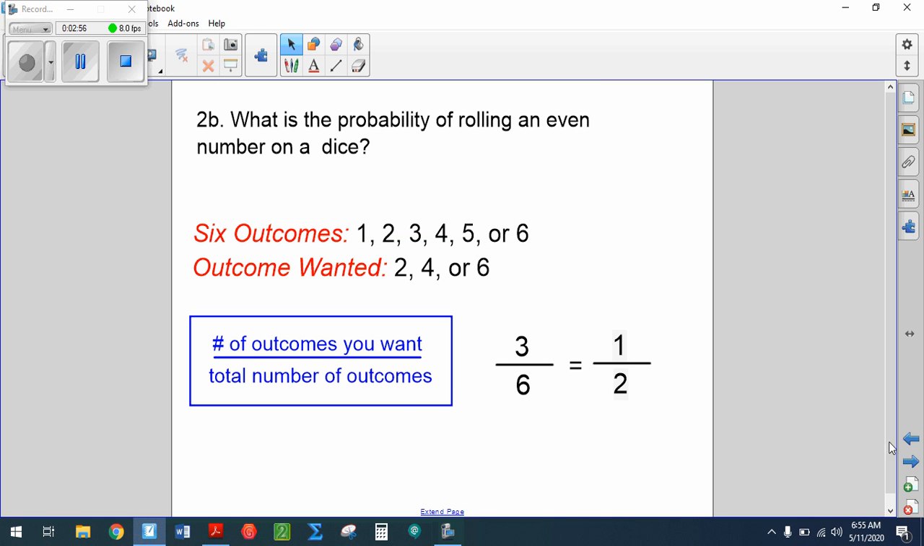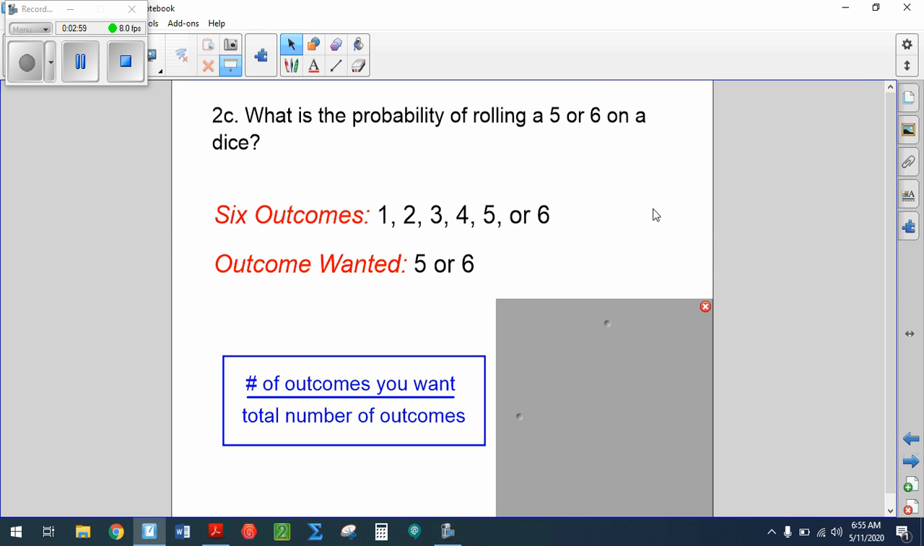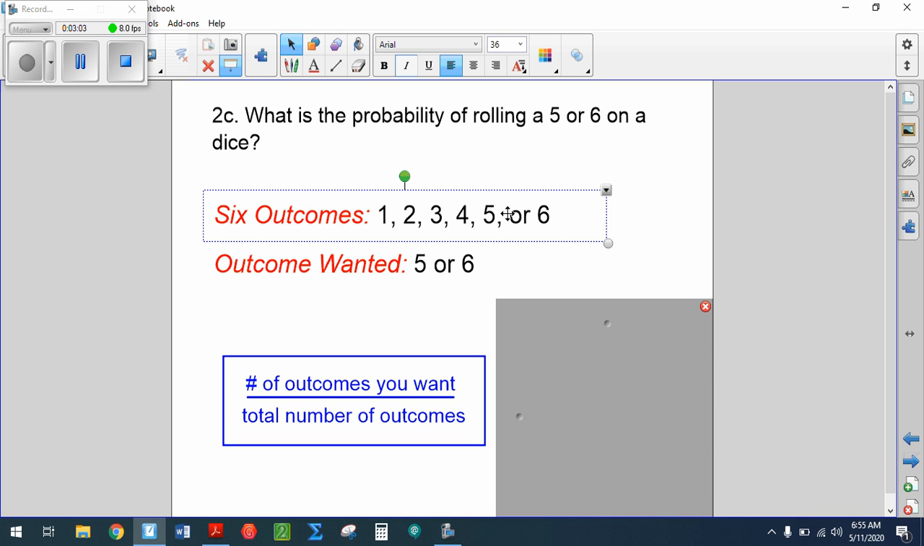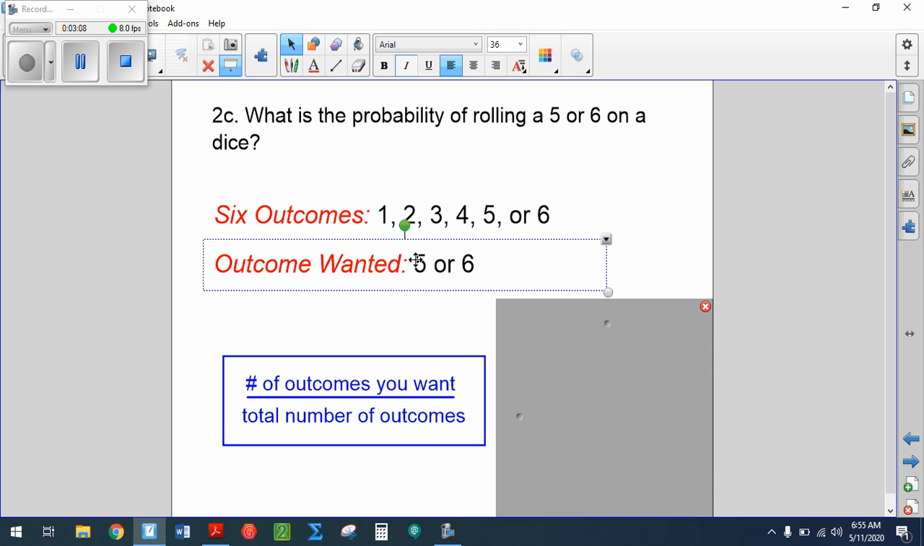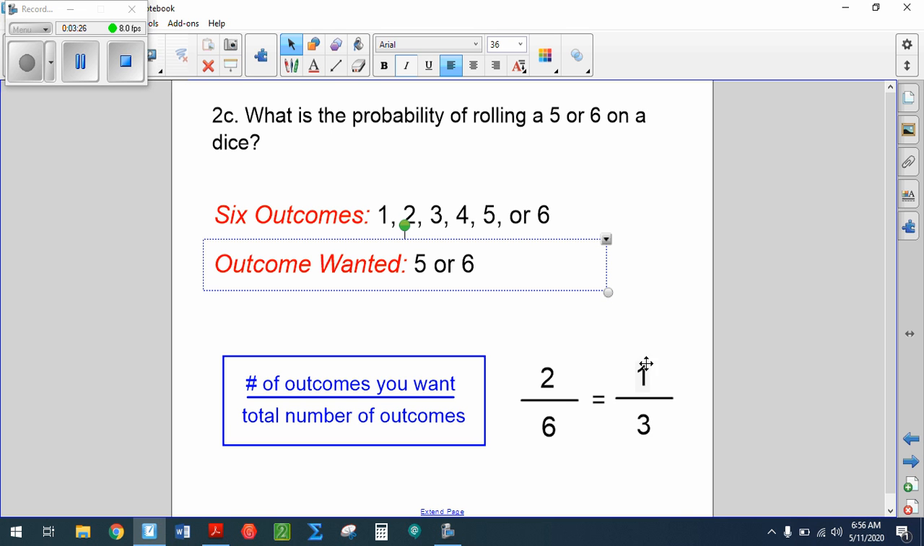Okay, and then I think there is one more problem. What's the probability of rolling a 5 or a 6 on a dice? Still have those 6 outcomes, 1, 2, 3, 4, 5, or 6. The outcomes that I want, I'm okay with rolling a 5, I'm okay with rolling a 6. So now there are 2 outcomes that I want out of the 6 total. And again, we write probability with the simplest or reduced fraction. So 2/6 reduces to 1/3. So the probability of rolling a 5 or a 6 is 1/3.